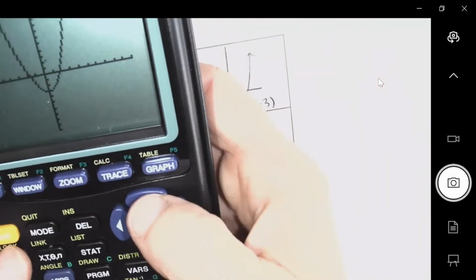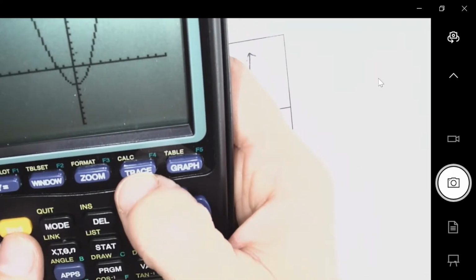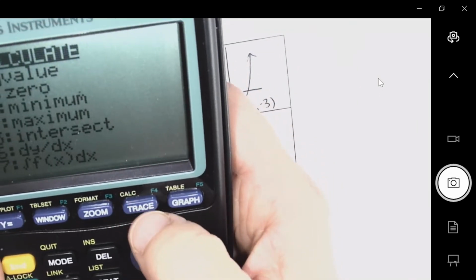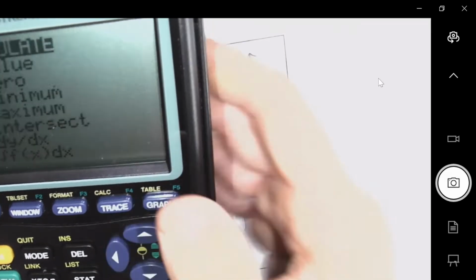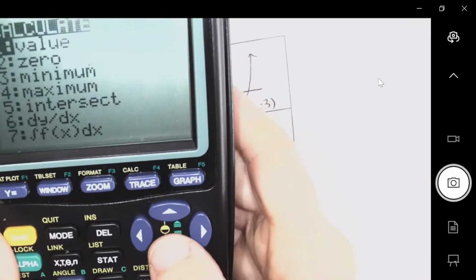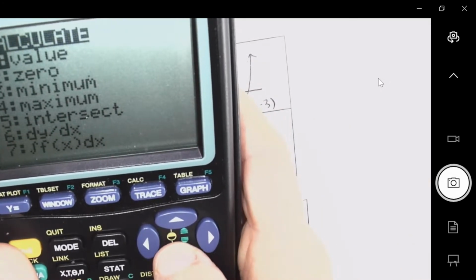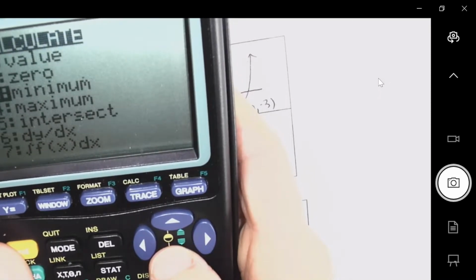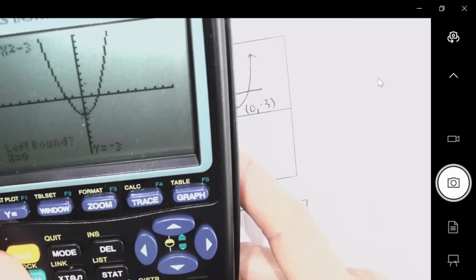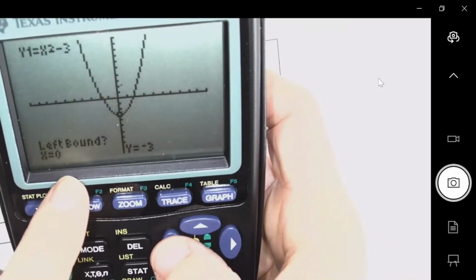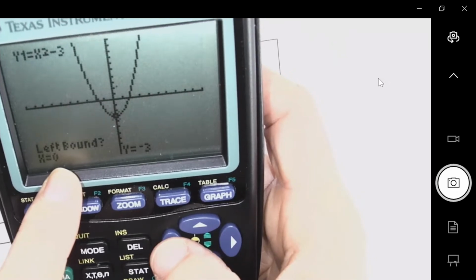You ready? Can you hit calculate, which is second trace? So second trace, because calculate is yellow. Okay, so here's my list. Do you understand I'm going to pick number 3? It's a minimum. I'm trying to figure out what's the minimum. So I'm going to enter. Okay, here's what my calculator says. Can you move your mouse to the left?